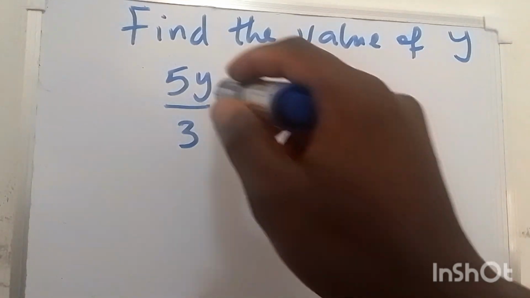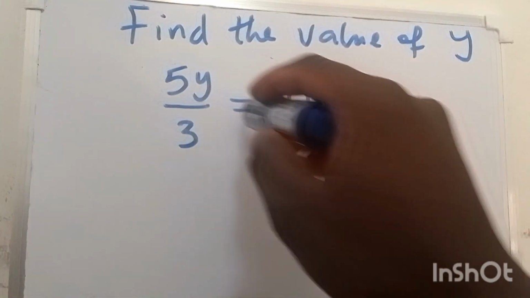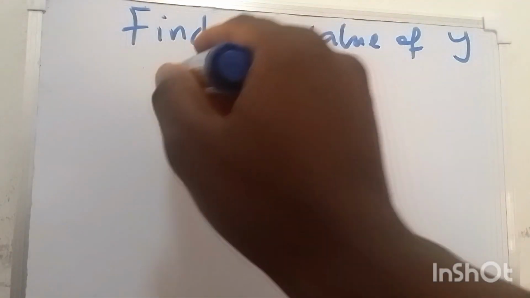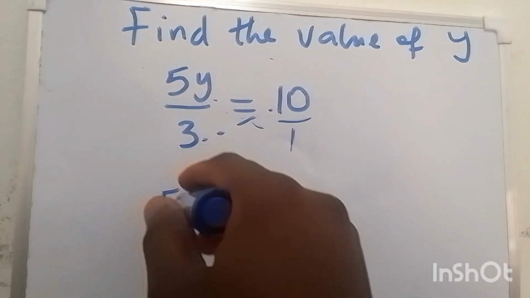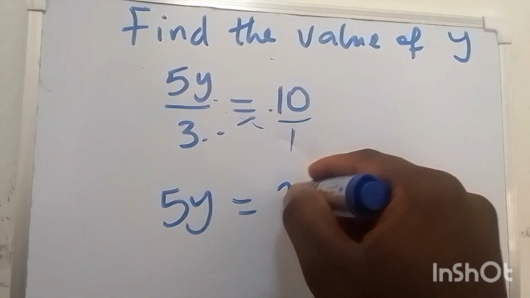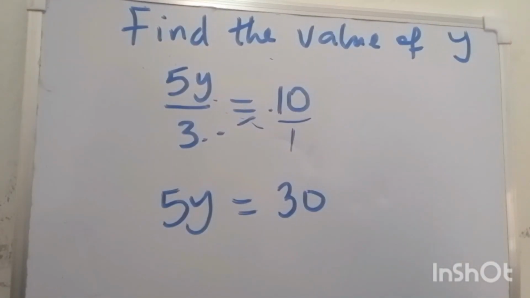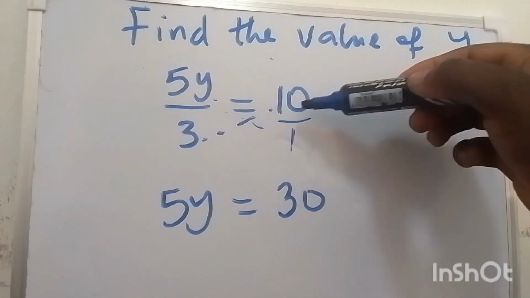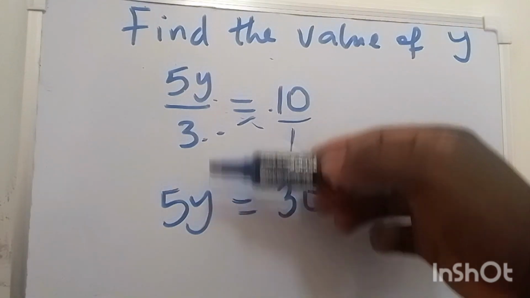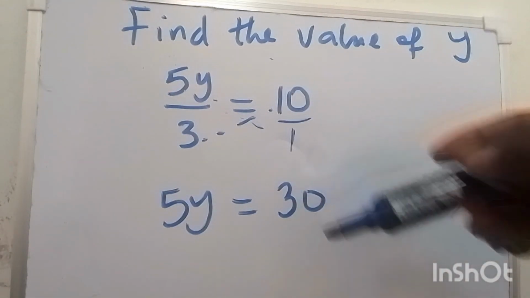In this situation, because it's equals to sign that separate two fractions, you cross multiply. 5y multiply 1 is 5y. Equal 3 multiply 10 equals to 30. What did I do? Change this 10 to fraction over 1. 5y multiply 1, 5y. 3 multiply 10 give us 30.